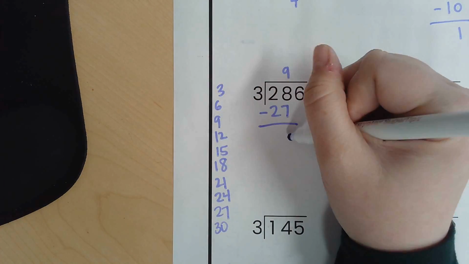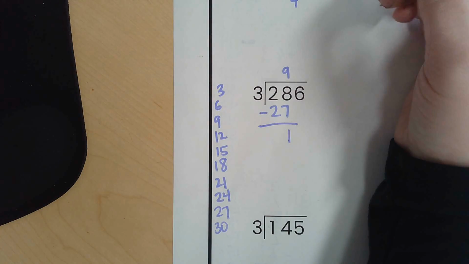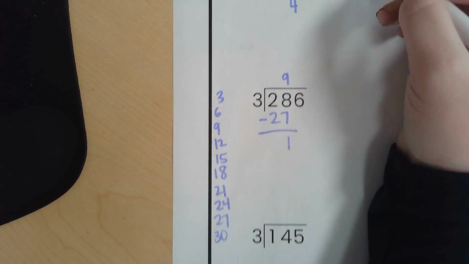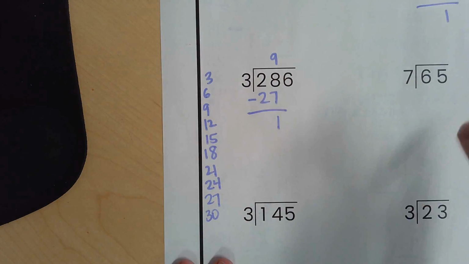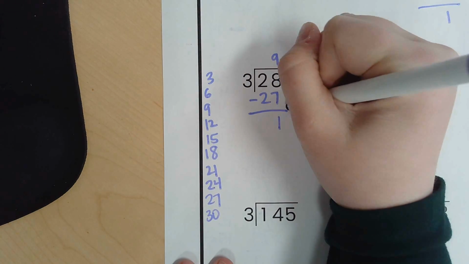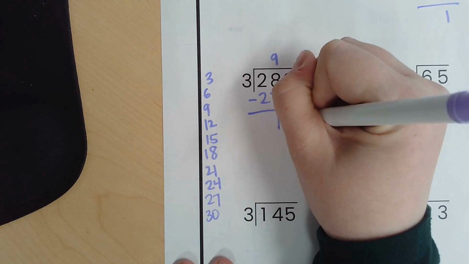So now we subtract, right? 8 minus 7 is 1. 2 minus 2 is 0. So we just did our subtraction. Our next step is to bring it down. We have to look if there are any digits. There is one. It is a 6.